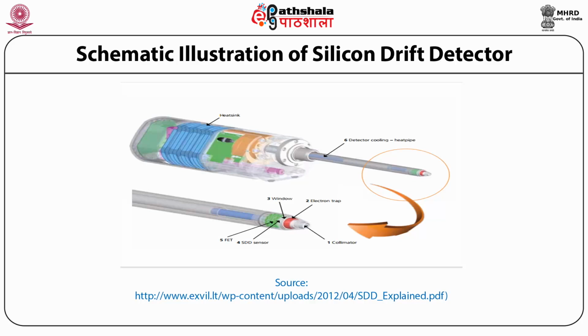The third point is the window. The window provides a barrier to maintain vacuum within the detector while being as transparent as possible to low energy X-rays. The fourth is the sensor. The sensor is a semiconductor device that, through the process of ionization, converts an X-ray of a particular energy into an electric charge of proportional size.